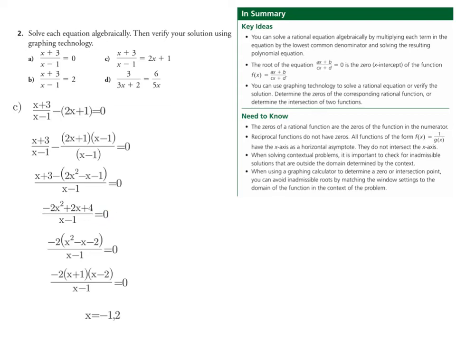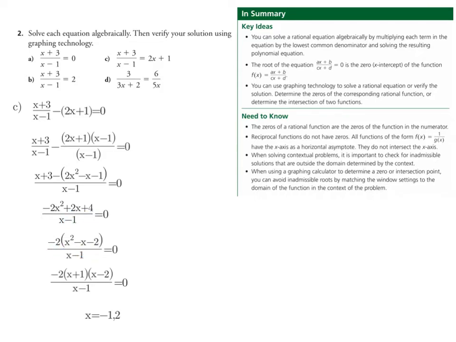Again, this equals 0. Now remember, when it equals 0, all we care about is the top being 0, but the bottom can't be 0. If the bottom's 0, then it's undefined. So let's keep going. Of course, every time I try to factor, I try to take out a common factor first. So this negative 2 comes out, x squared minus x minus 2.